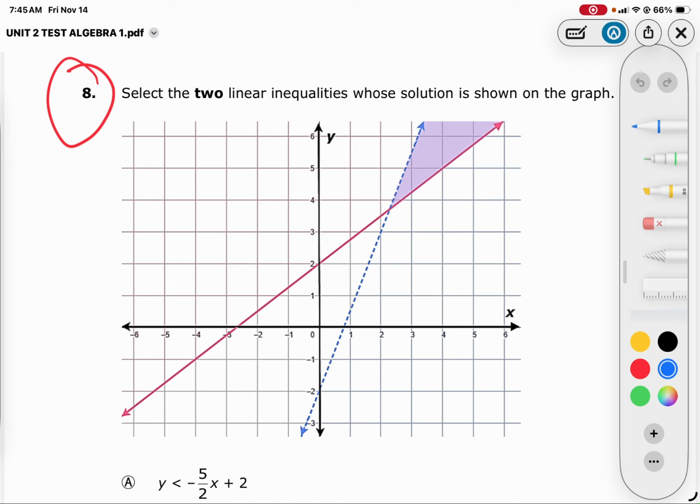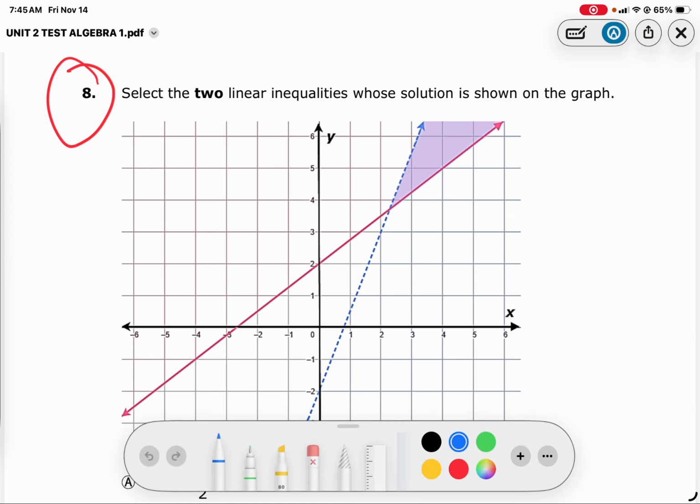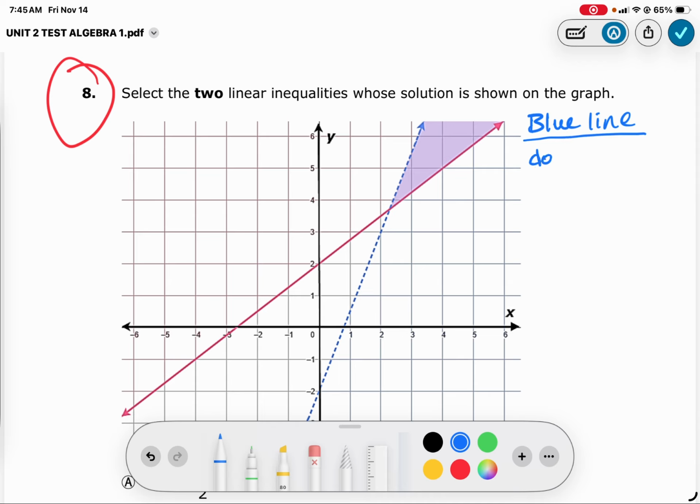So in order to make sure we pick out the right inequalities, we need to identify some key features, okay? So let me move this down here. All right, so for the blue line, immediately we see that it's dotted, okay, has a positive slope. These are some key features.